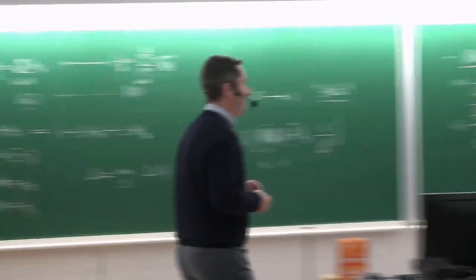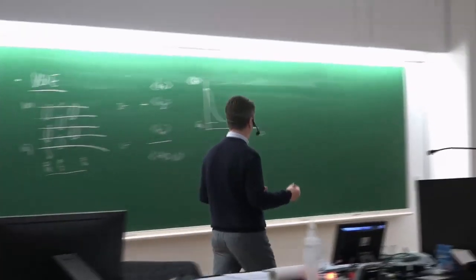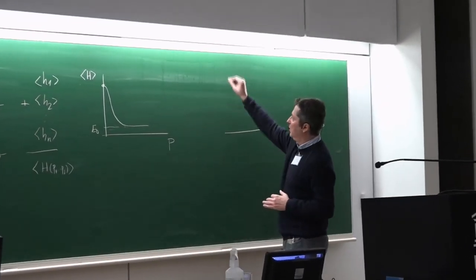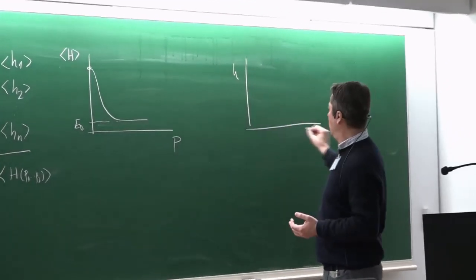Okay, so for the phase diagram, in practice, you have a couple of parameters in your Hamiltonian, let's say in the ground state, H and U, like I told you before.